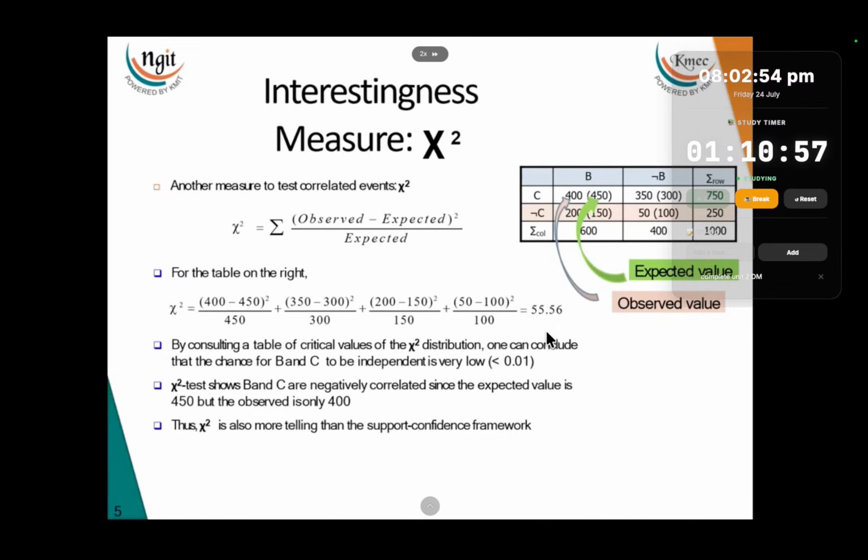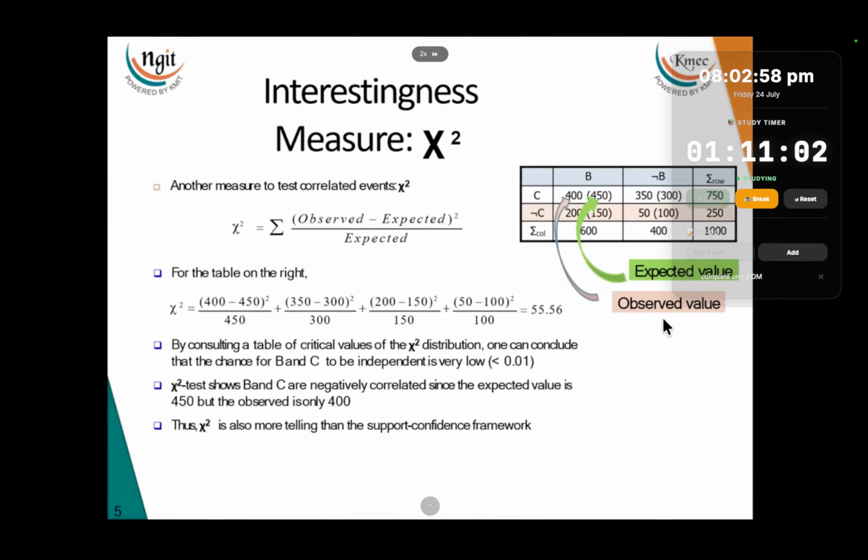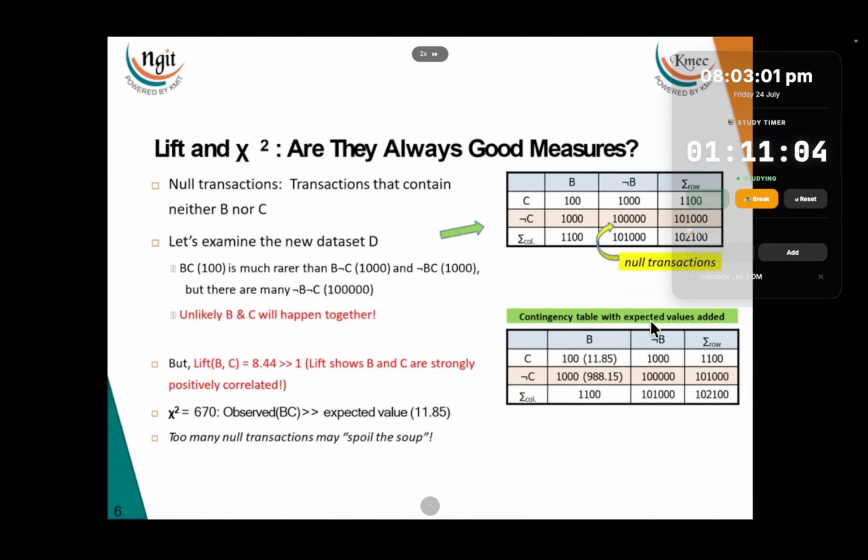correct predictions. So when compared to the support and confidence, for some applications we can say this chi-square and lift are good measures, right? So then only this lift and chi-square are the good measures. For any application, we can use this lift and chi-square analysis instead of support and confidence.